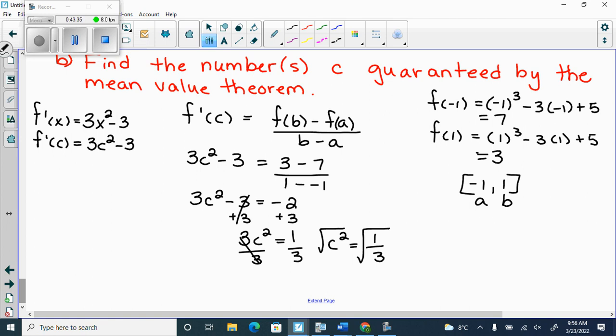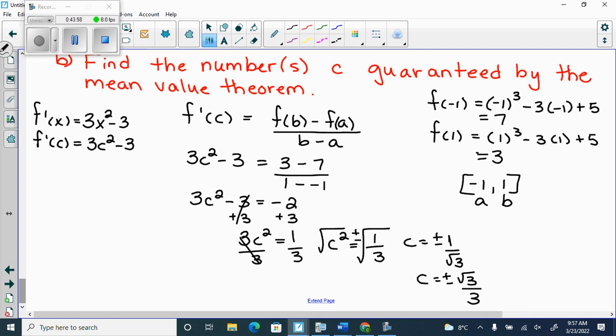It's hard. Plus or minus, so we get c equals positive or negative 1 over root 3, which they could actually give us as root 3 over 3, the rationalized version. Either one's acceptable in a written response, they don't care. So there are actually 2 numbers, right?